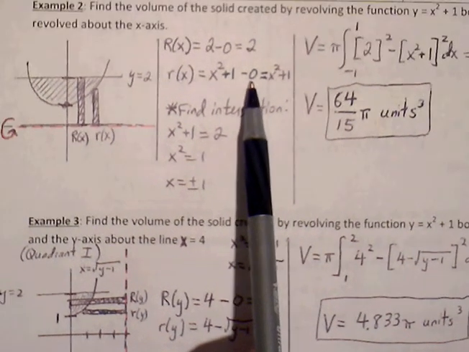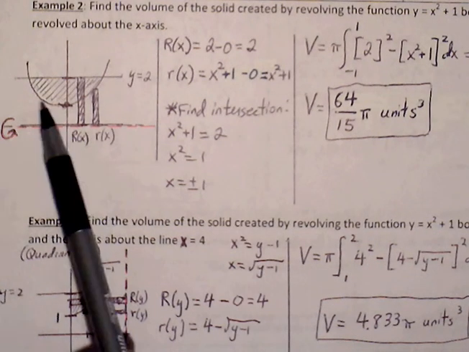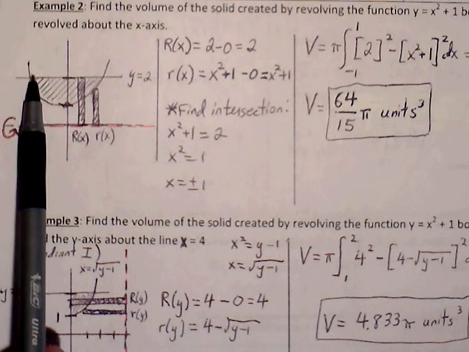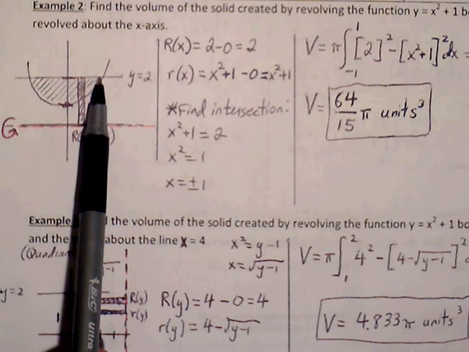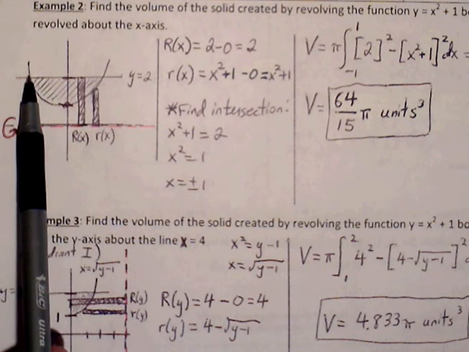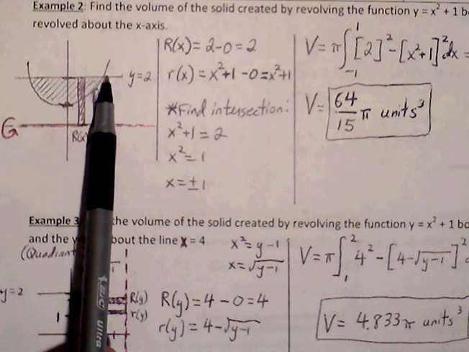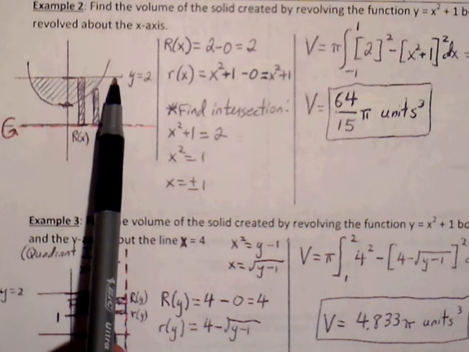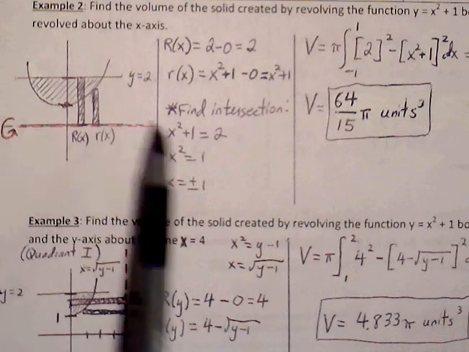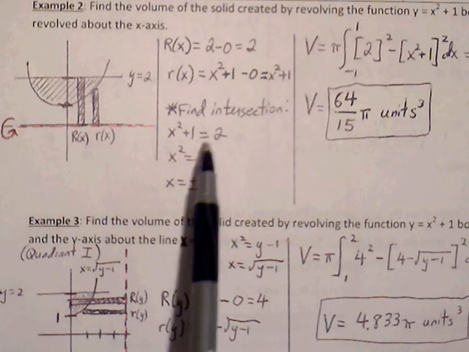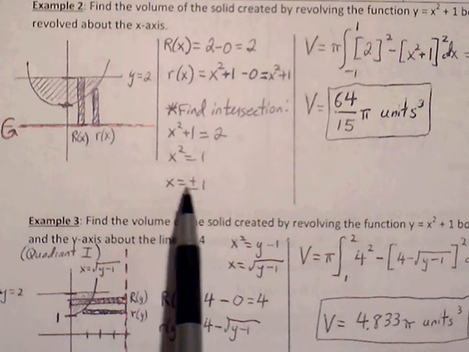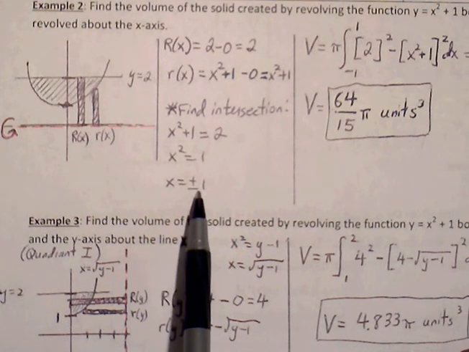Something else that we need are the bounds. We are stacking these vertical rings from this point all the way to this point. Everything has to be in terms of x, so we need to look for the x values, meaning that we need to set this curve equal to the line y equals 2. So x squared plus 1 is equal to 2. We solve for x squared equals 1. Then we can solve for x, so x is equal to plus or minus 1.